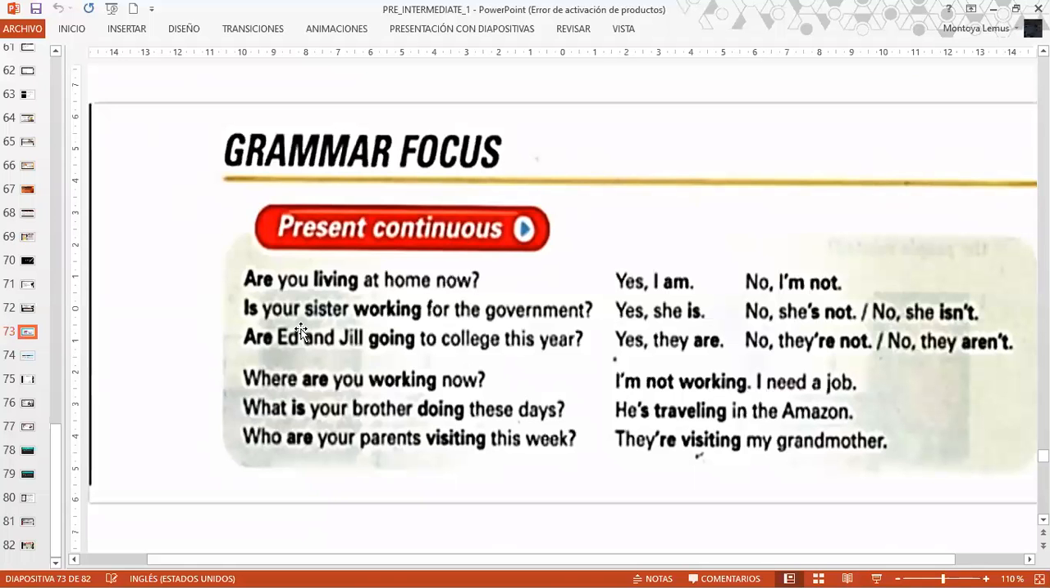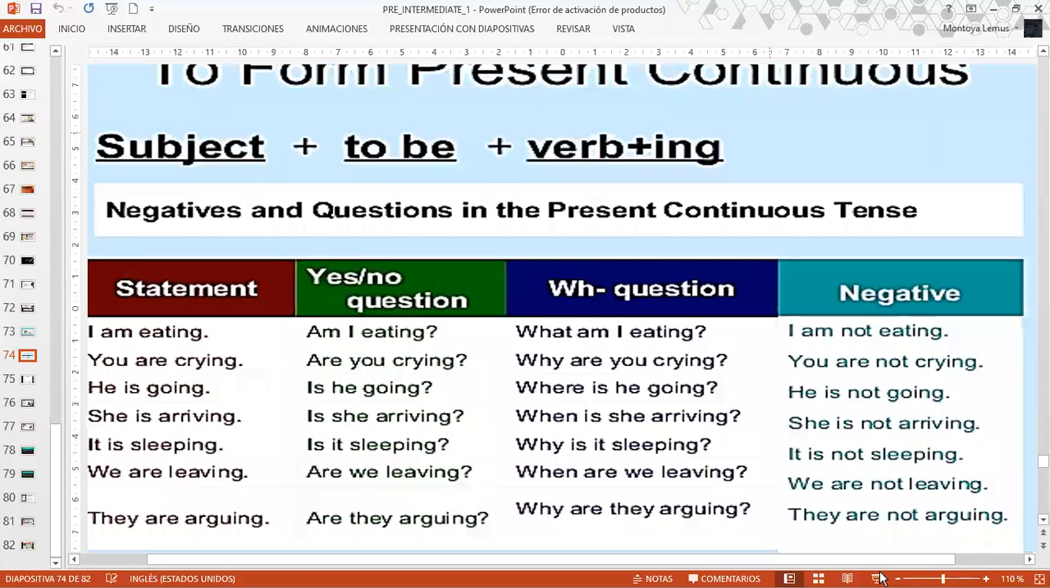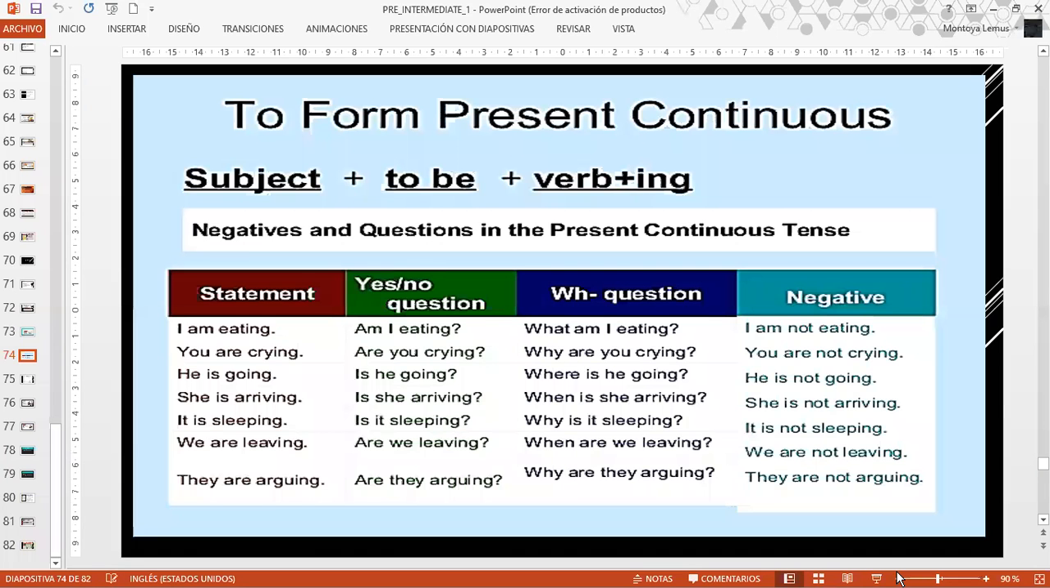Talking about present continuous, right? So we use present continuous for actions taking place in the moment. Let me show you here. Actions that are happening right now or in the moment. For example, the affirmative sentences. So we have this. I am eating. You are crying. He is going. She is arriving. It is sleeping. We are leaving. They are arguing.